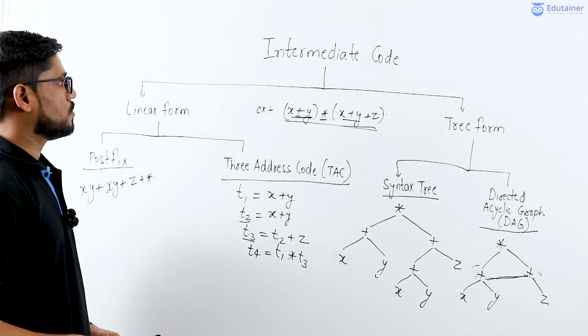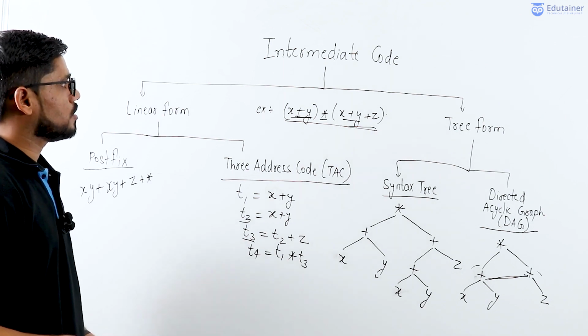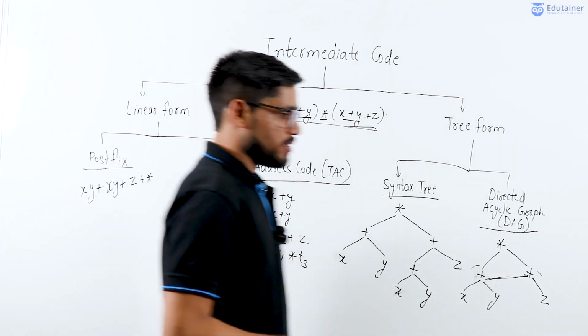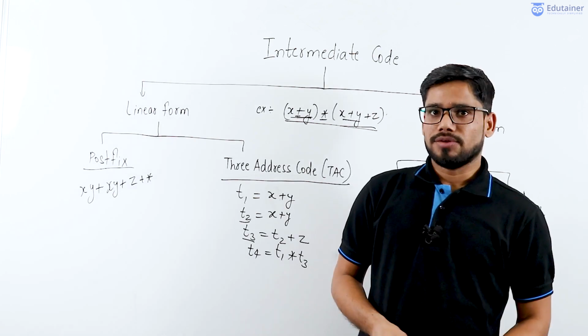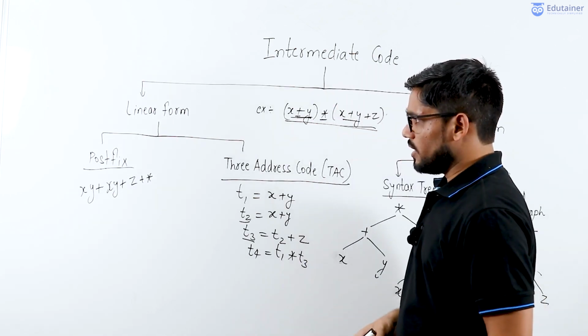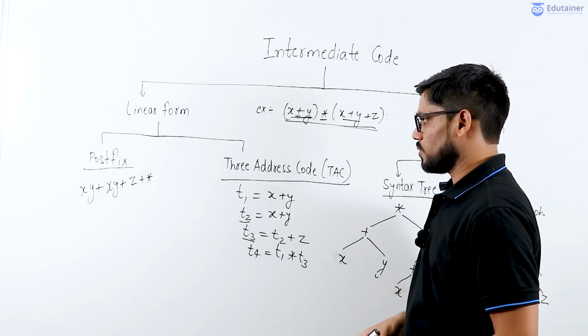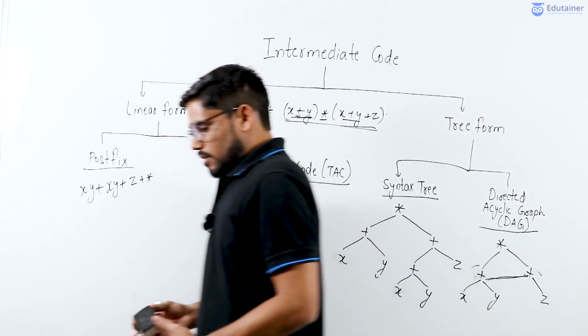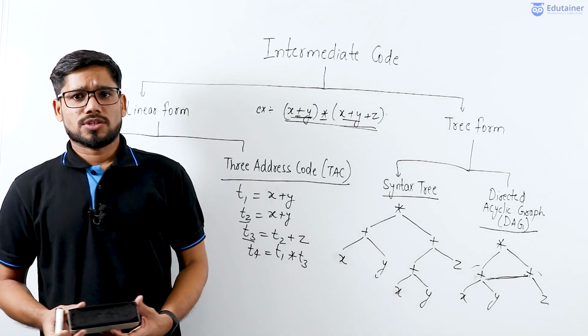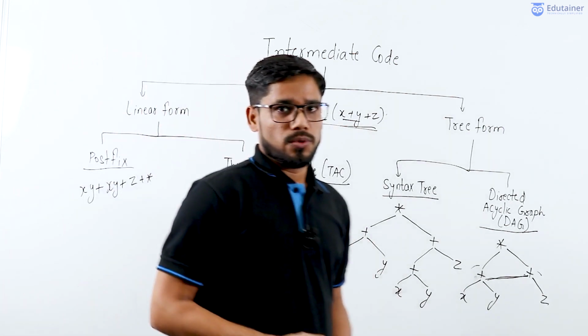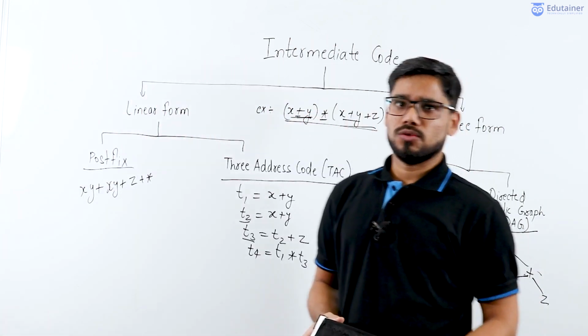So these two forms are used for intermediate code generation: the linear form and the tree form. Among all the intermediate forms, three address code is the most popular. There are certain types of operations which are supported by intermediate code. In the next video we will see those operations.